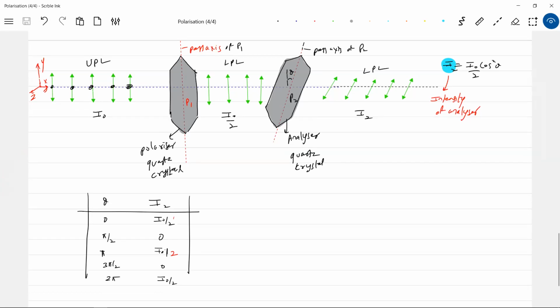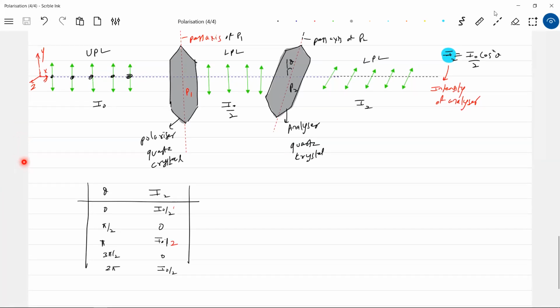Okay, now I think when college reopens, I'll bring those polarizers. I do have them.